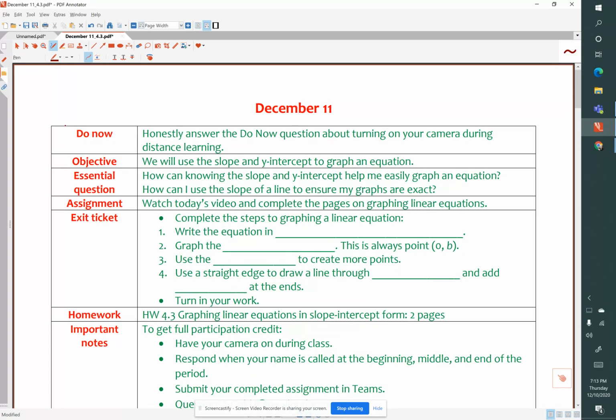Today's do now is all about turning your camera on, and we want you today to really have an honest conversation with yourself about why you don't do that and how you could improve yourself if you did do it.